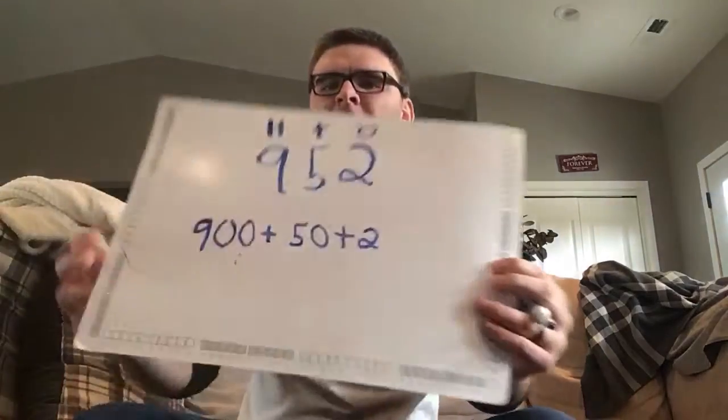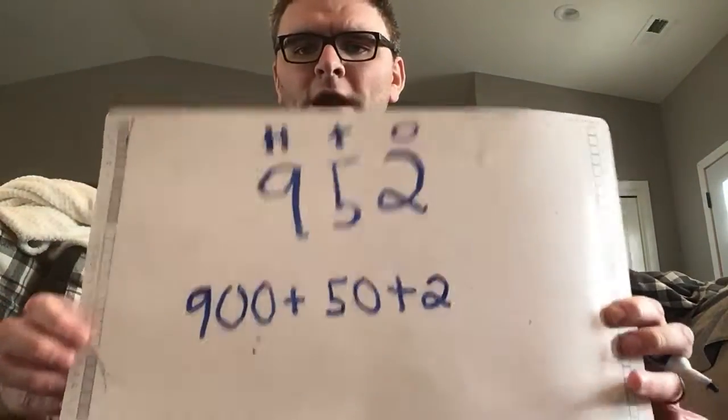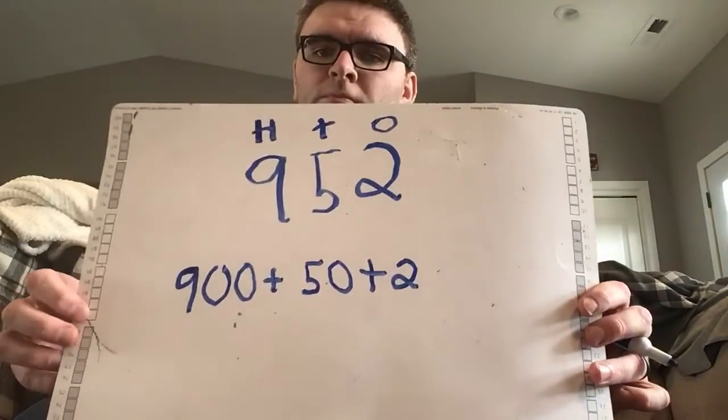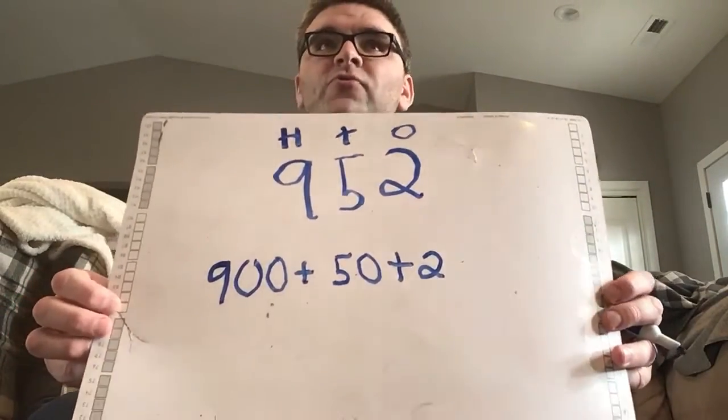So 50 goes. Then I'll separate for another plus. And 2 ones. 1, 2. Easy, right? That's all we got to do to write that in expanded form. 900 plus 50 plus 2 is 952. Hopefully that's not too bad for you.